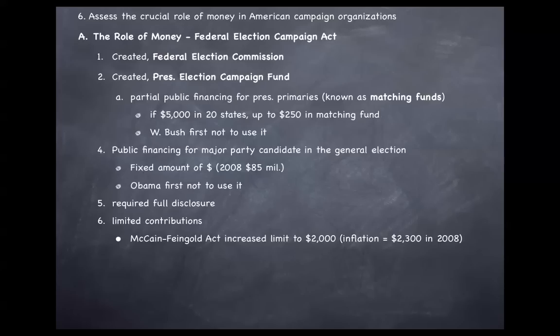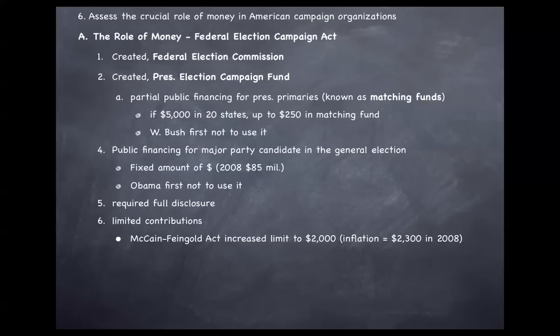Next one, what's the crucial role of money in American campaign organizations? Very crucial. Money is huge. You need money to help fund your campaign, especially the media campaign, during this time of a nomination campaign race. So this is also going to be the most confusing, and at times I'm confused on how this works, but the role of money does play a huge role with this.